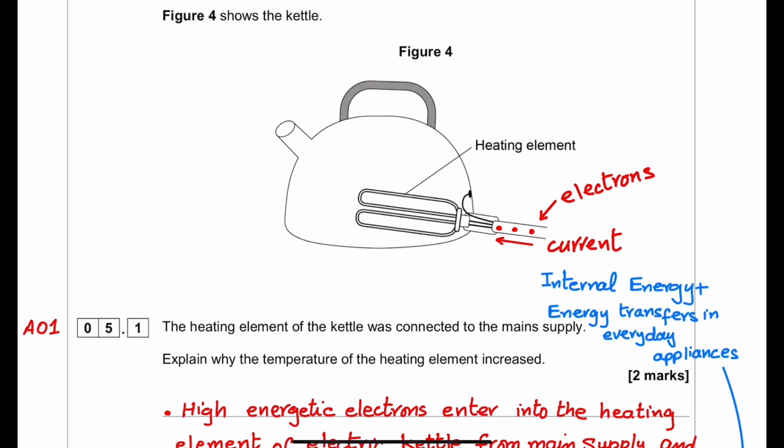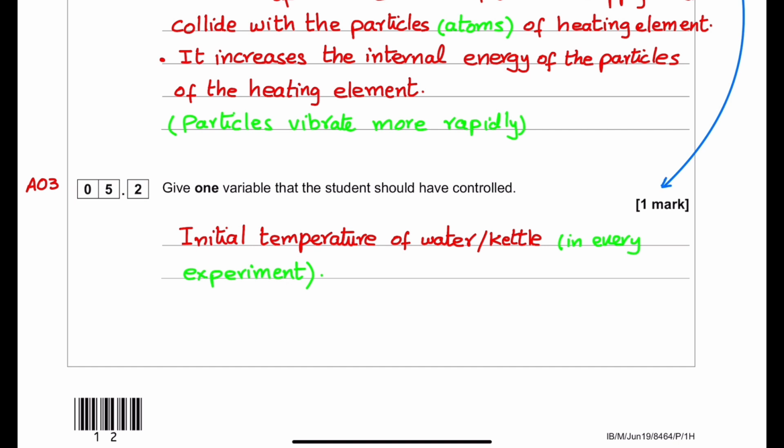Therefore, the initial temperature of the water or the electric kettle is always kept constant. The model answer is the initial temperature of the water or the kettle is always kept constant in every experiment.